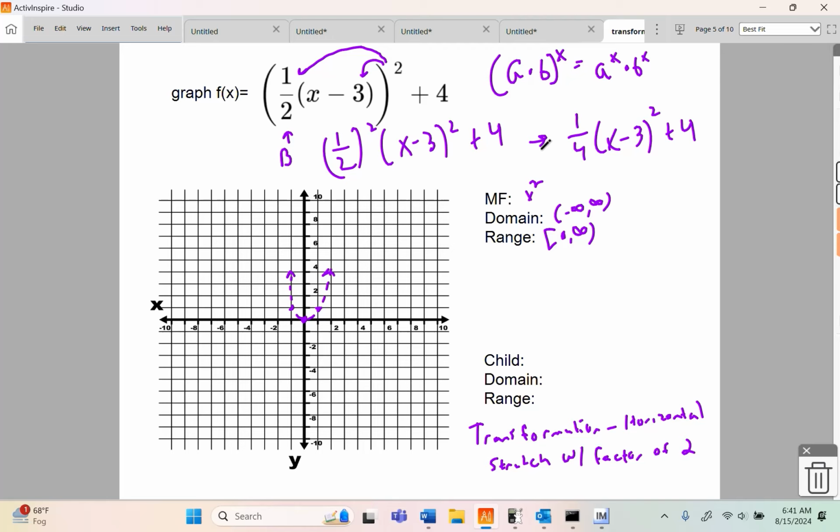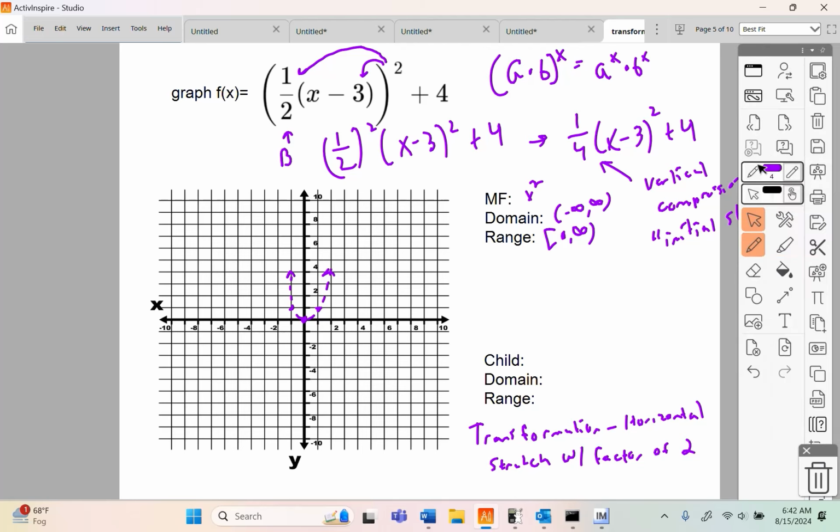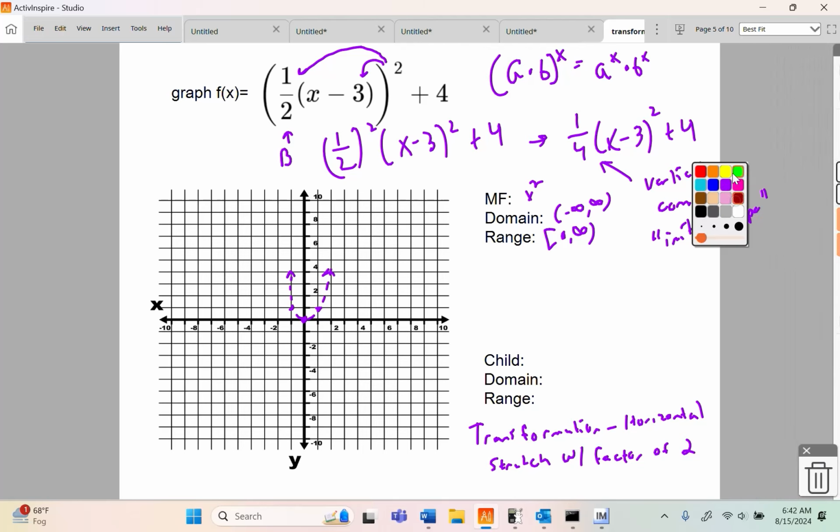Because now I've gone from having a horizontal stretch to having an initial slope or vertical compression. And that's something we know how to work with because remember, this is definitely the initial slope. All right? So we still have the right 3 and up 4. That didn't change. But the initial slope is a quarter.